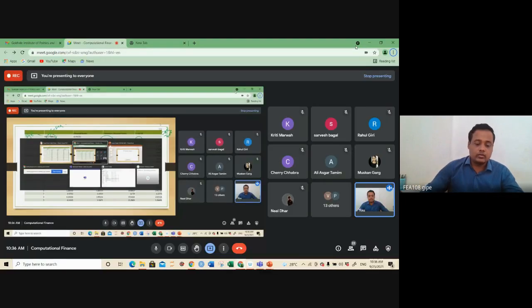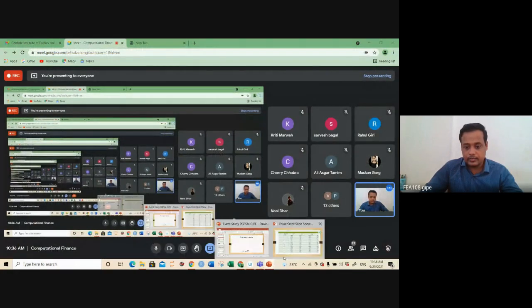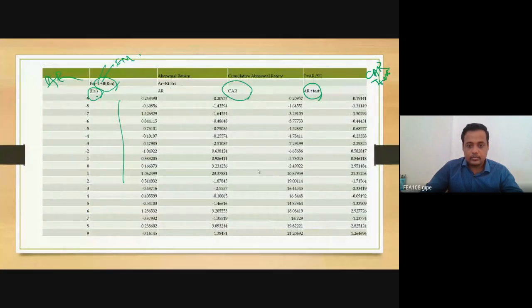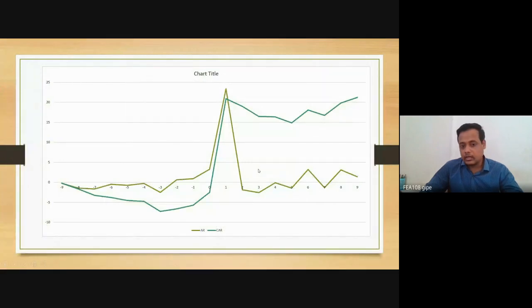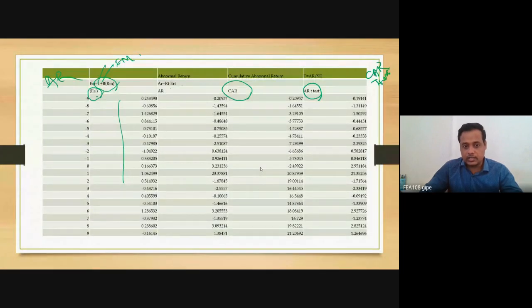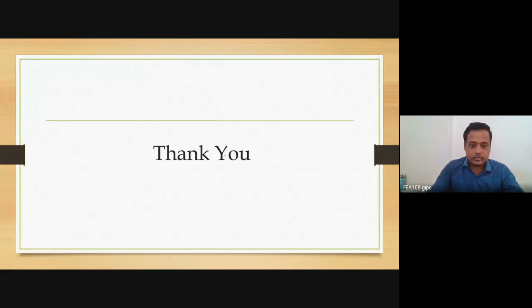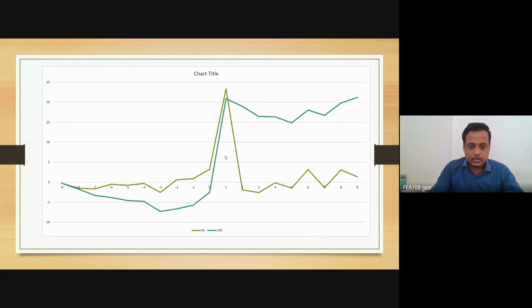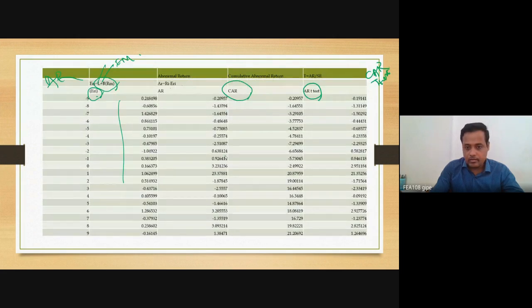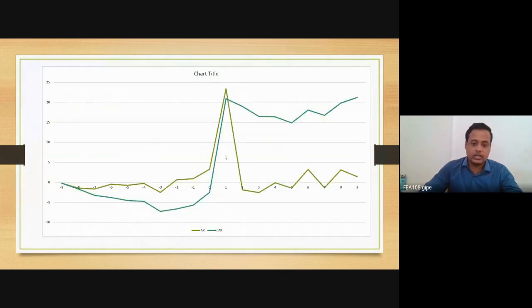So which event do you want to see the impact of? Anyone? Impact of which event? This was on SBI merger on SBI share price, or... Yeah, SBI merger and SBI share price.